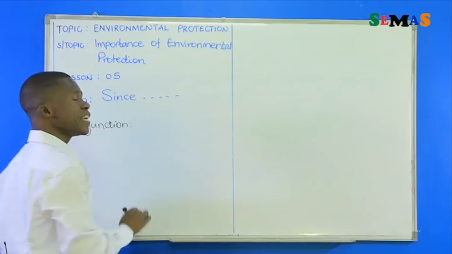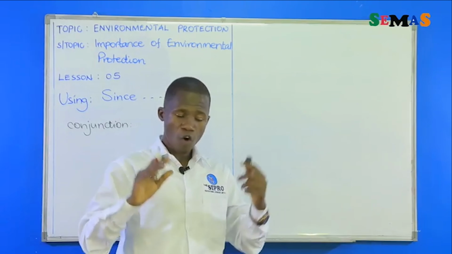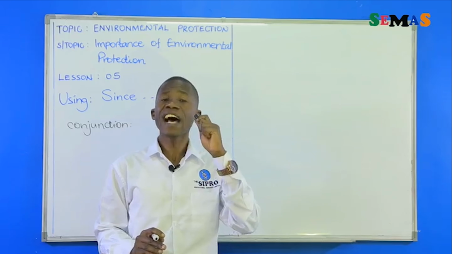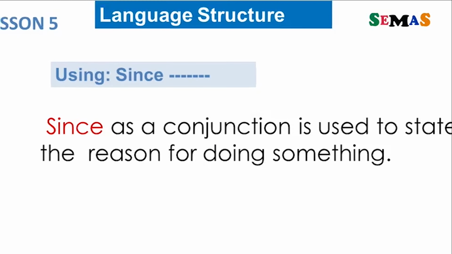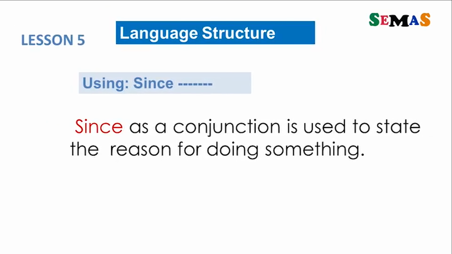A conjunction is simply a joining word. We join two clauses or two sentences. Now, since as a conjunction is used to state the reason for doing something. So as a conjunction, since is used to state the reason for something, for doing something.